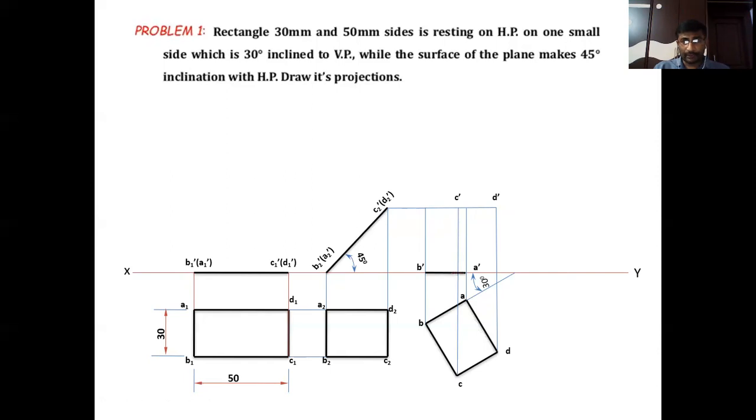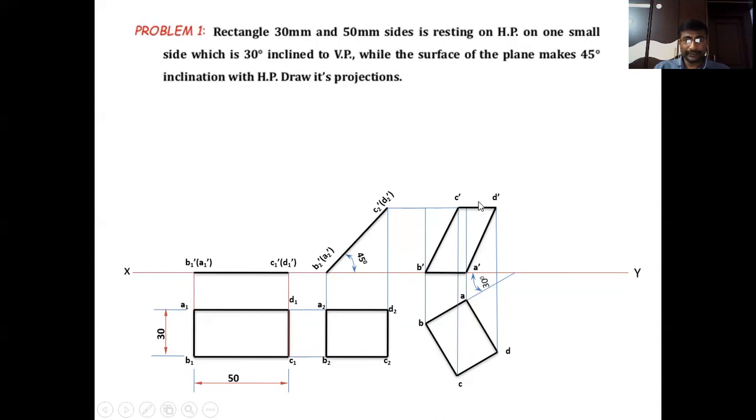After getting the points, join them in order. A dash, B dash is a dotted line, B dash, C dash is a dotted line, C dash, D dash is a dotted line, and D dash, A dash is also a dotted line. This is the required front view after rotating, with the surface inclined at 45 degrees and the edge inclined at 30 degrees to the VP. Then this is the final front view of the rectangle.